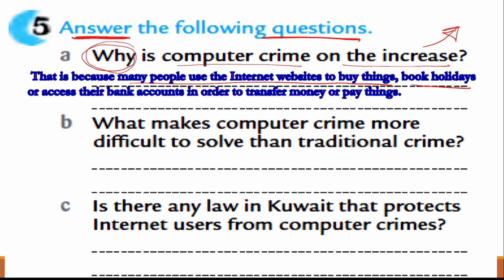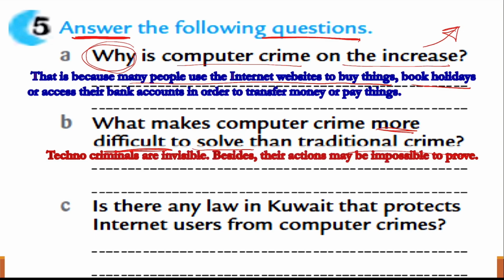What makes number 2 or B, what makes computer crime more difficult to solve than traditional crimes? Now, old crimes or traditional crimes were difficult, but not as difficult as the new crimes. Why? Very good, because they are invisible and their actions may be impossible to prove. I cannot prove their robbery or identity theft or something like that. It takes a lot of effort and a lot of time to follow and track their actions. So criminals do this all the time.